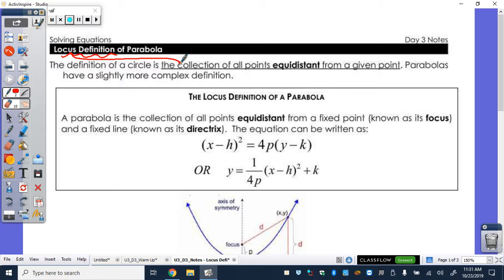So a locus is the collection of all points equidistant from a given point. So if they give you a point, all the points around it that are equidistant from that one spot, that is your locus. So the locus is basically the collection of that.